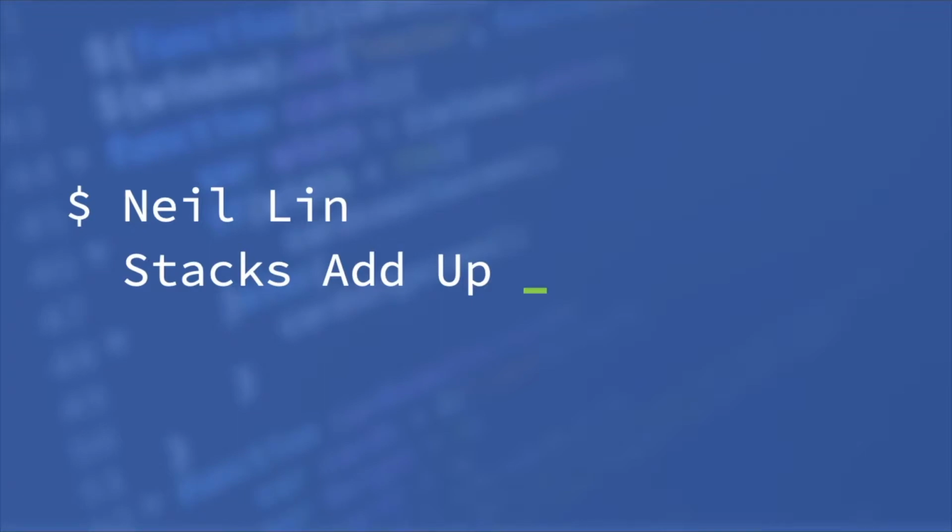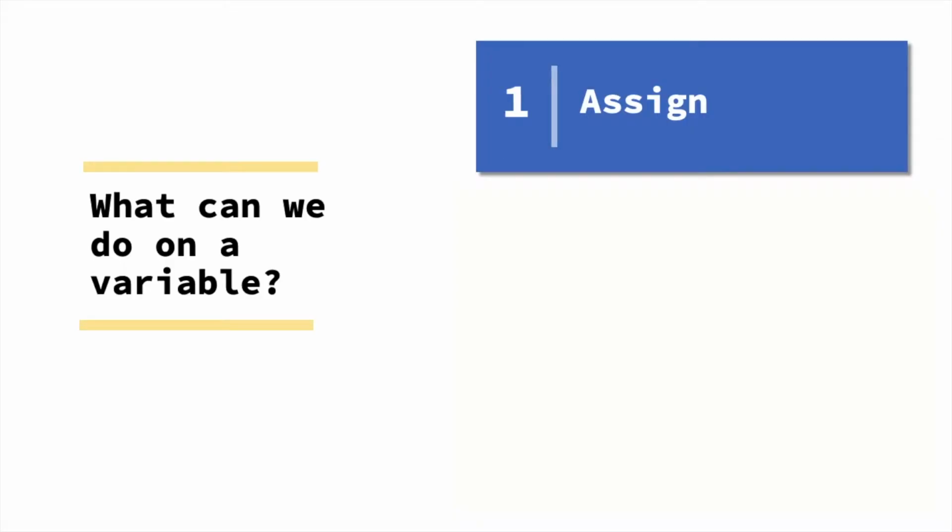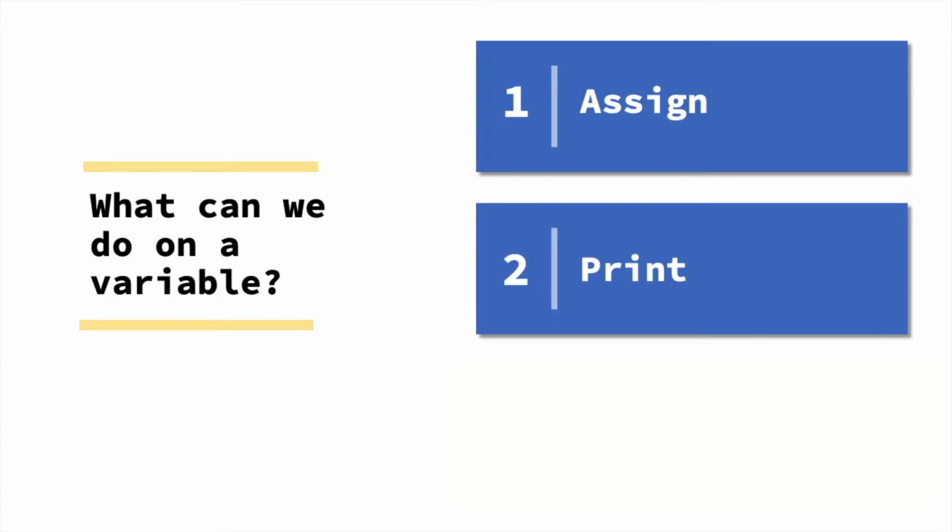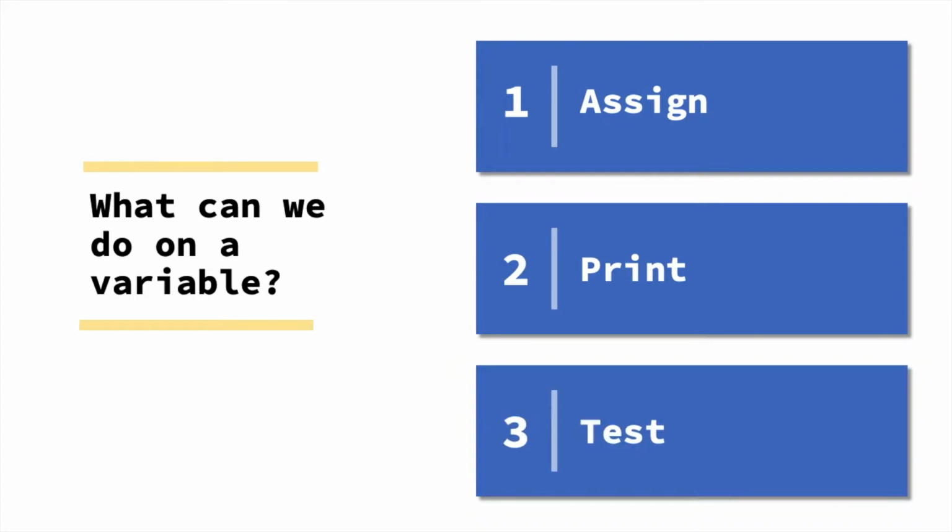Let's jump into it. Let's first see what we can do on a variable. There are 3 main actions we can operate on. The first one is assigning a value or values onto it. The second is that we can see its content by printing it out. And the last one is to test its value to know whether it meets our expectations or not. I'll show you the current operation syntax in each part, followed by examples, so you can quickly grab key points of that operation. Let's go!